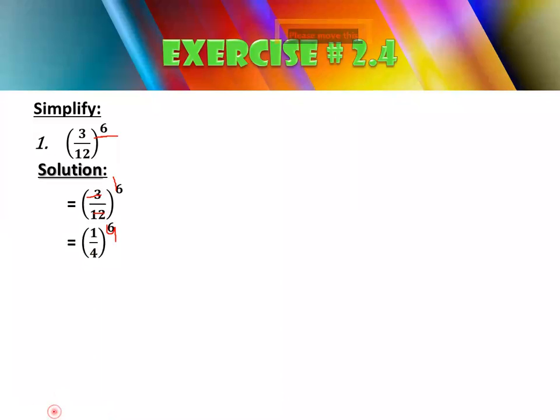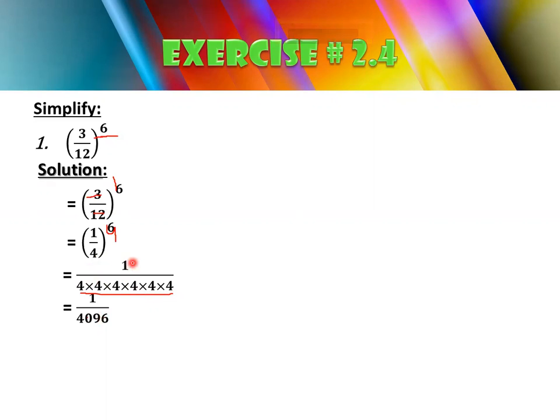This is 1 upon 4 and the exponent here is 6. So what does it mean? That this 6 is for 1 and for 4 as well. So you are going to multiply 1 by 6 times and 4 as well by 6 times. Do not write 4 into 6 is 24. It means you are going to multiply this 4 by 6 times, and after multiplying you will get 1 upon 4096.